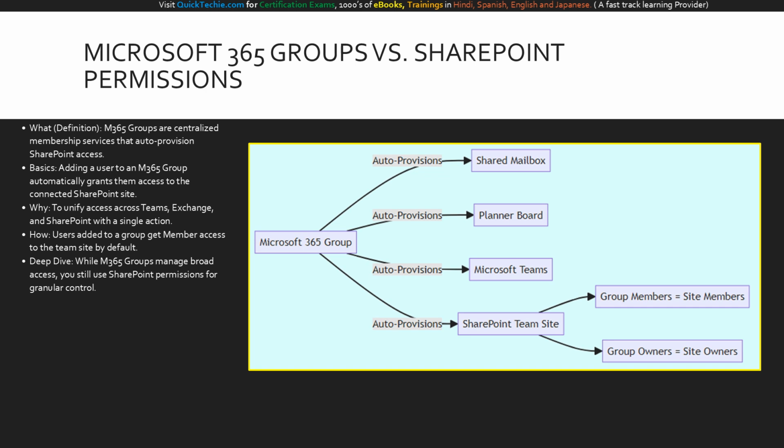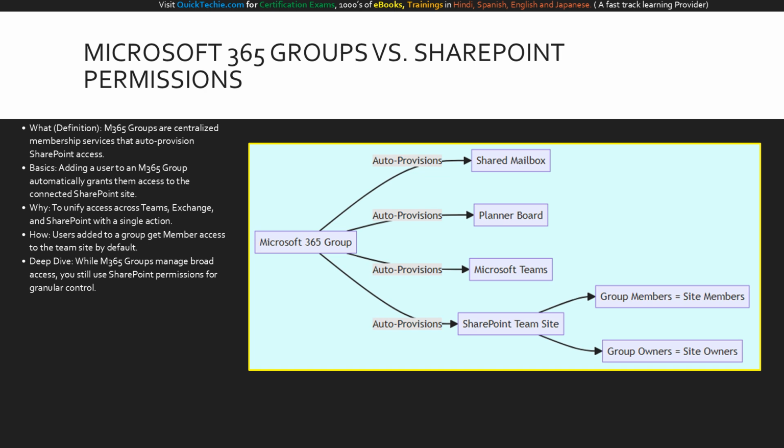What are M365 groups? They're a foundational membership service that powers collaboration. The basics here are crucial. Team sites are automatically linked to Microsoft 365 groups. When a team site is created, it provisions a shared library, a group mailbox, and a calendar. Why use them? Efficiency and consistency. When users are added to a Microsoft 365 group, they automatically gain access to the associated SharePoint site.